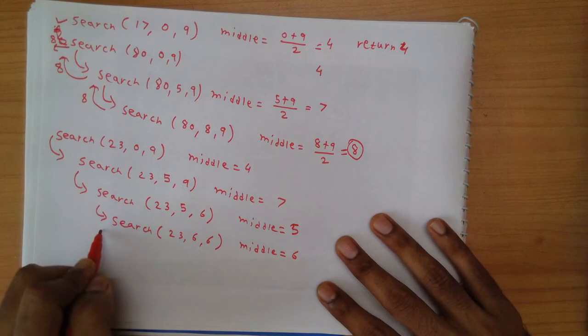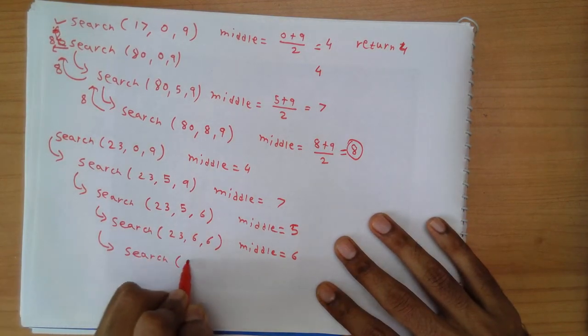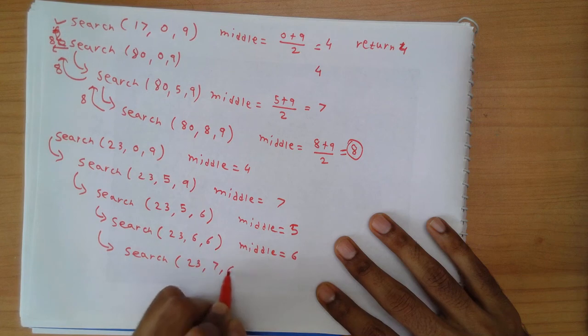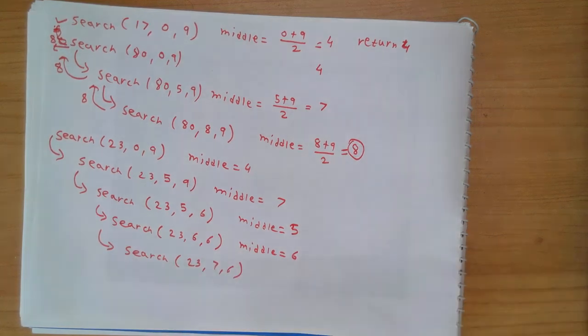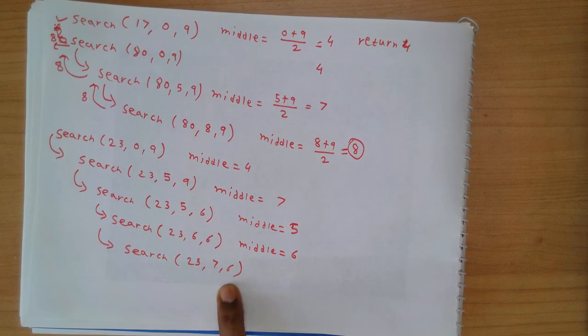So this will give a call to search 23 from 7 to 6, and this is something wrong because this is supposed to be our left index and this is supposed to be our right index. Now our left index has crossed the right index. So this is not going to finish. Okay, so this is something wrong.